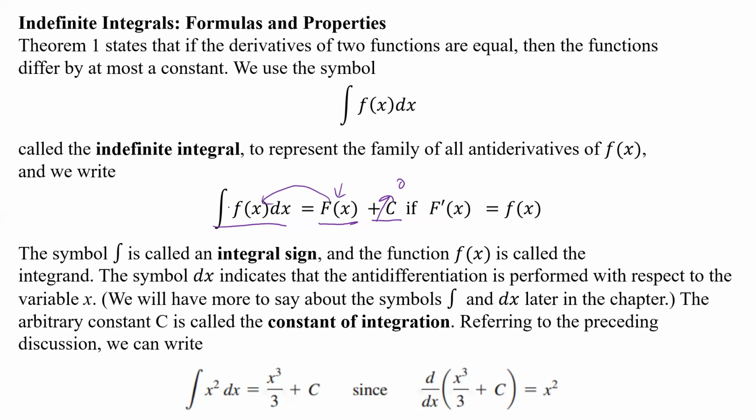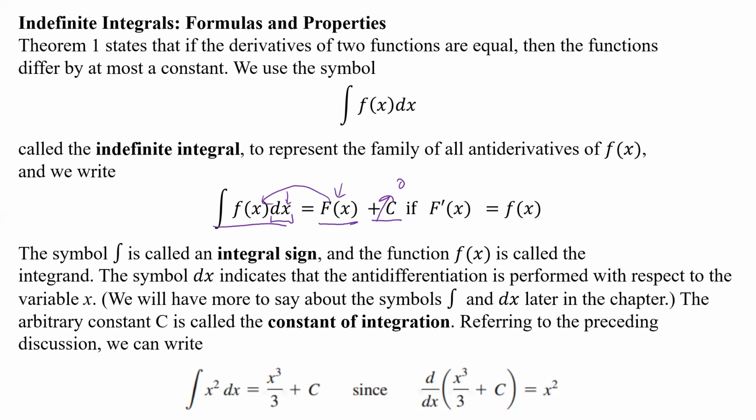Now, this is the integral sign, like it says here. And the function little f of x is called the integrand. The symbol dx indicates that antidifferentiation is performed with respect to the variable x. So we could have done it with respect to y, and then we'd have probably an f of y instead of f of x. It all depends on units, so we can have different units and variables. That's going to be a nice thing we can do.